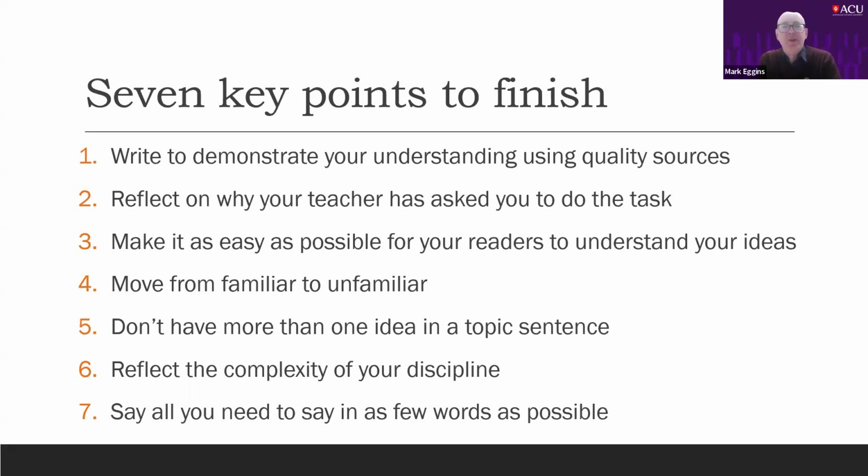Make it as easy as possible for your readers to understand. So that gets back to all the ideas about topic sentences not too long, paragraphs not too long, things like that. Move from familiar to unfamiliar. We talked about the blue pen. Don't have more than one idea in a topic sentence. We talked about 3 things you can do if you have that. Reflect the complexity. We talked about the tentative language, the can, may, might, usually, sometimes, often, and all that kind of thing. And be as concise as you can. That's very important.